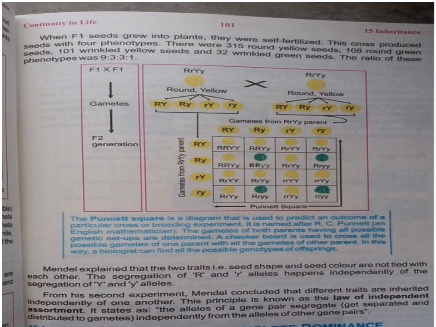Mendel explained that two traits, seed shape and seed color, are not tied with each other. The segregation of capital R and small r alleles happens independently of the segregation of capital Y and small y alleles. From his second experiment, Mendel concluded that different traits are inherited independently of one another. The principle is known as the law of independent assortment. It states that the alleles of a gene pair segregate, or get separated, and are distributed to gametes independently from the alleles of other gene pairs.